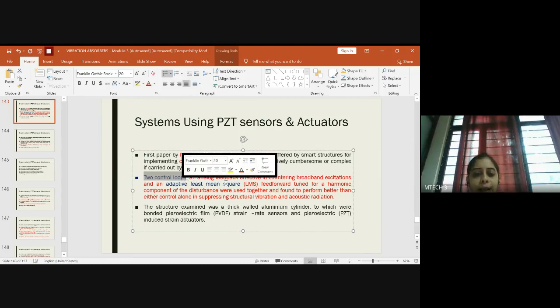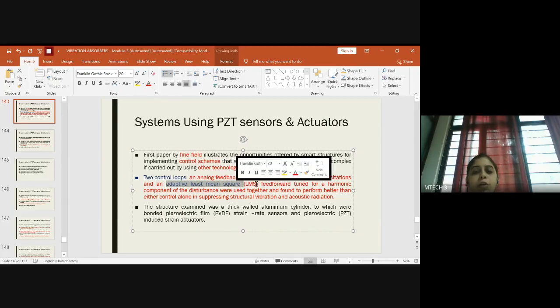Along with that, he told that we need to adopt an adaptive least mean square method, in short called LMS. This is used to determine the harmonic component of the disturbance. Whenever you perform work using a sensor or an actuator, there could be some noise or variation in the environment. All these things will be sensed by the sensor. So there will be some disturbance along with the thing you have to evaluate.